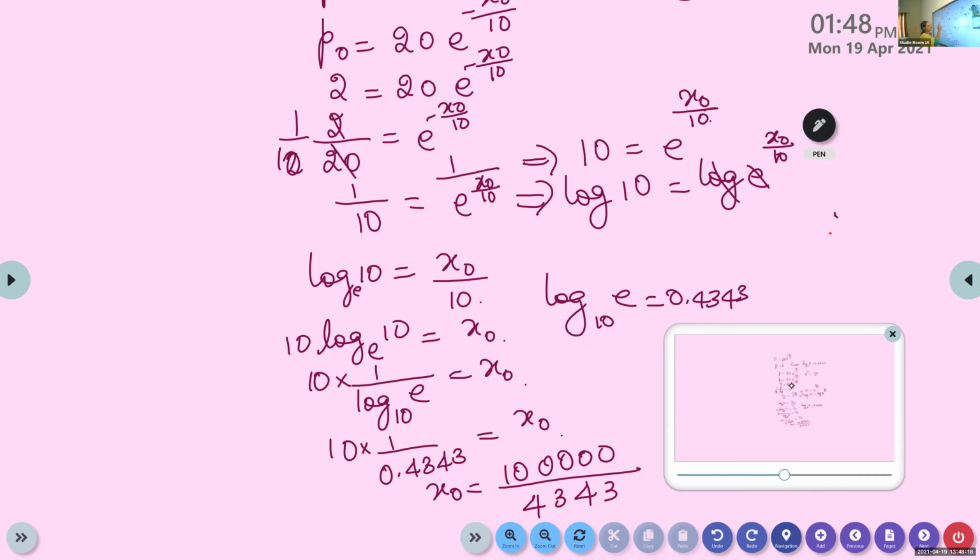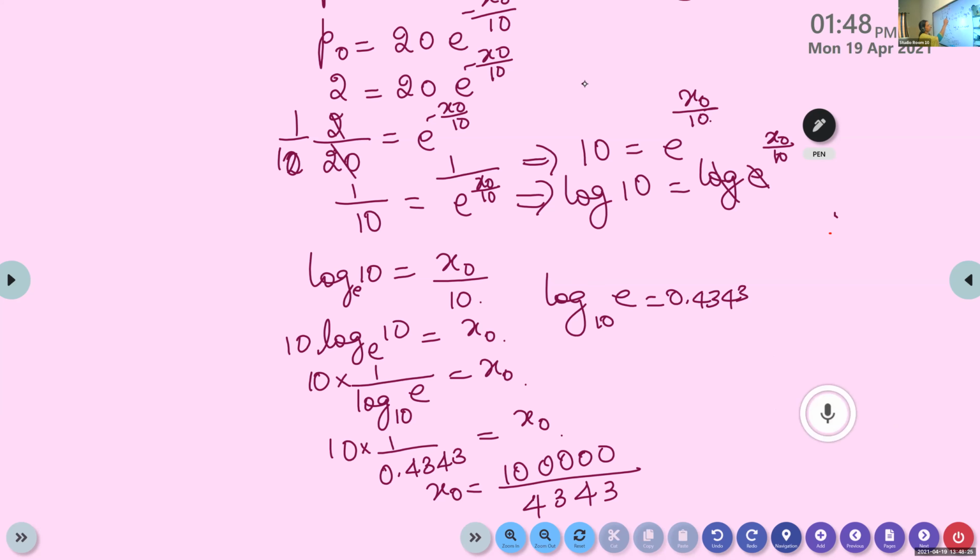So 2 by 20, which is 1 by 10, is e raised to minus x naught by 10. We know that e raised to minus x is 1 by e raised to x. So denominators are equal. When we equate it, 10 is equal to e raised to x naught by 10. On both sides we take log. So log 10 to the base e is equal to log e to the power x naught by 10. So log and e will get cancelled. So we get log 10 to the base e is x naught by 10.